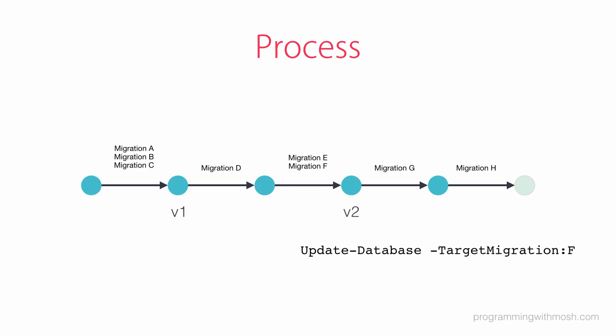Entity Framework looks at your database and finds out that the latest migration run on the database is migration H. So to go to migration F, it needs to revert migrations H and G. Since migrations G and H are in your project in the latest version, it will run the down method on these migrations to restore your database to the state after migration F was executed.